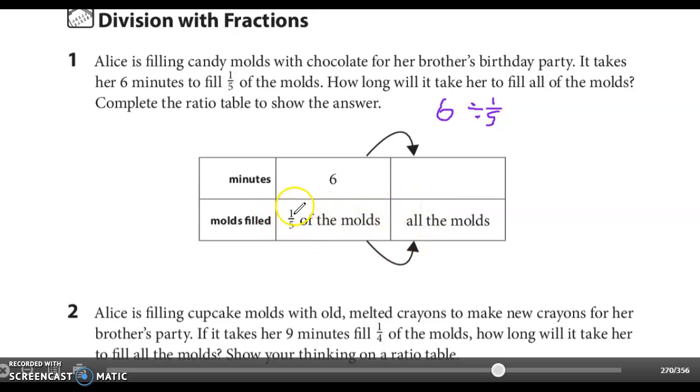In order to take 1/5 to 1, remember you multiplied by that denominator. So 5 1/5s make 1. So you're going to multiply this by 5. What you do at the bottom, you do the top, and then 6 times 5 would be 30. So your answer for number 1, 6 divided by 1/5, would be 30 minutes.